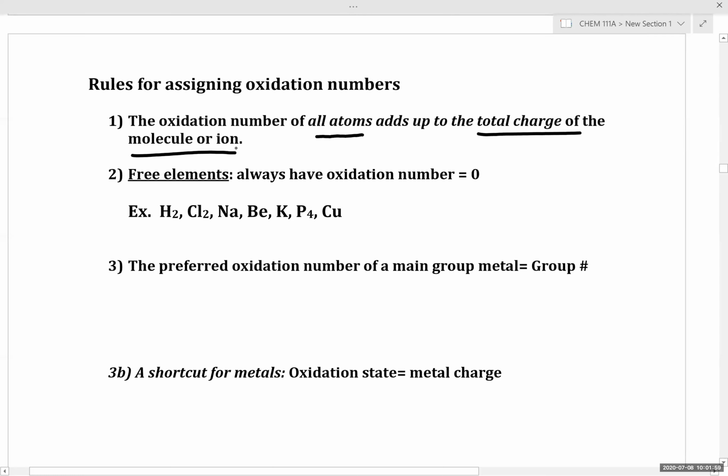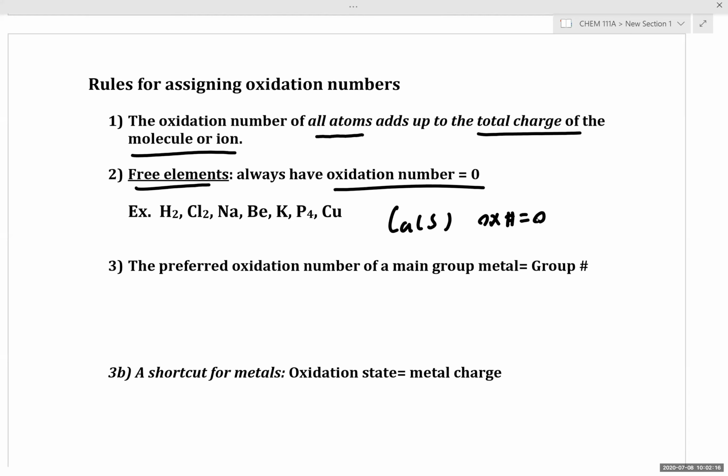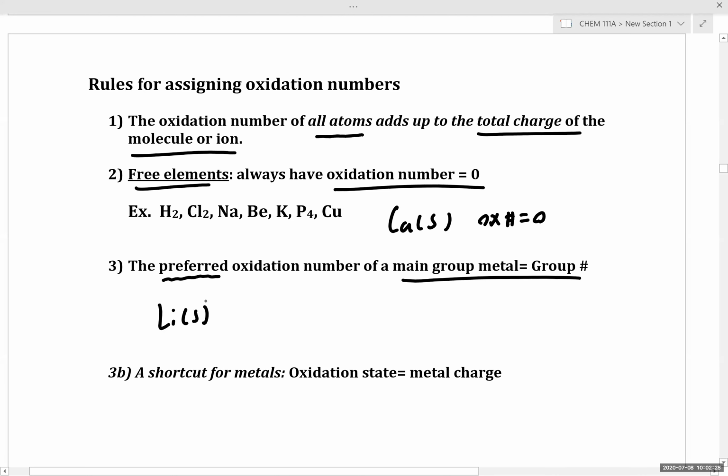Okay? Free elements always have an oxidation number of 0. So for example, if you see calcium solid just written with no charge, this has an oxidation number of 0. The preferred oxidation number of a main group metal is equal to the group number. So for example, if you have lithium solid currently, it has an oxidation number of 0 as it's a pure neutral element.